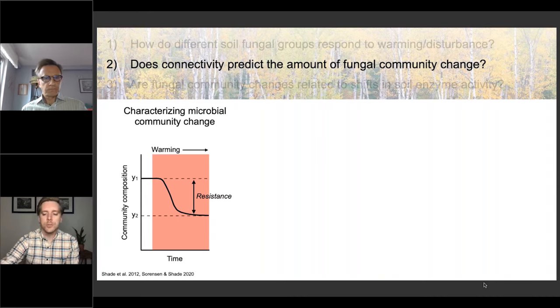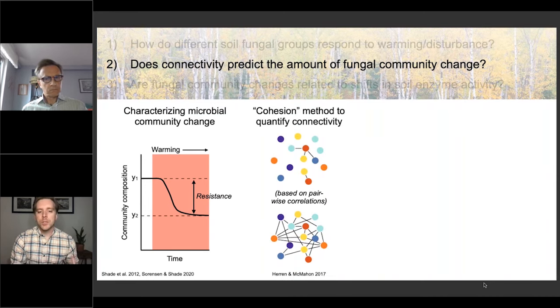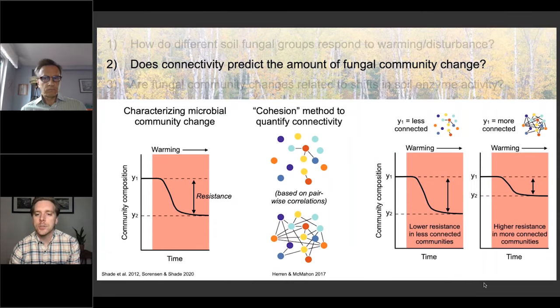So I was interested in using this framework in combination with a relatively new method called cohesion, which is a way to quantify connectivity of taxa within microbial communities. Now, I don't have a ton of time to go into this method in detail, but basically it's based on pairwise correlation, so similar to network-based approaches. But instead of creating a network, what you get on a per sample basis is a measure of how prevalent and abundant highly connected taxa are within your community. And again, it's at a per sample level. So you can start to apply it to this framework of how resistant communities are to change. And that's exactly what I was interested in doing.